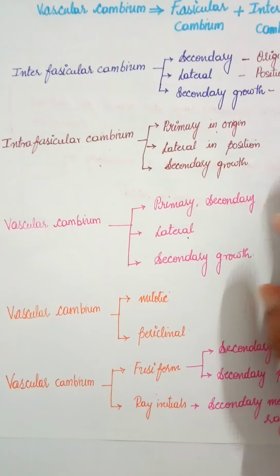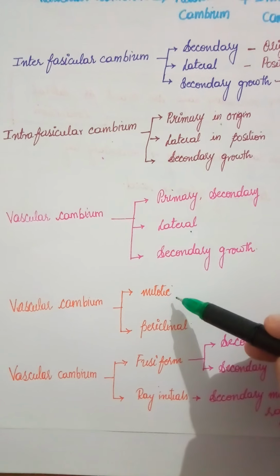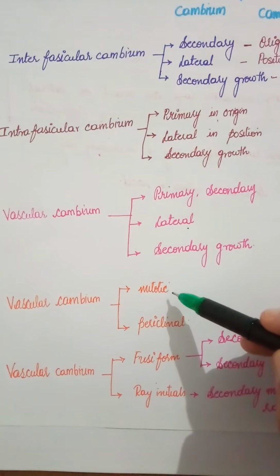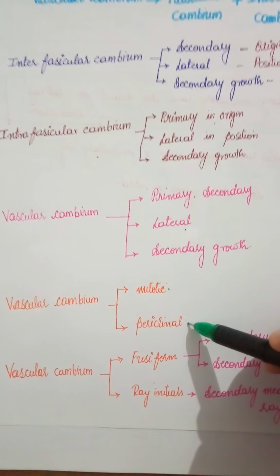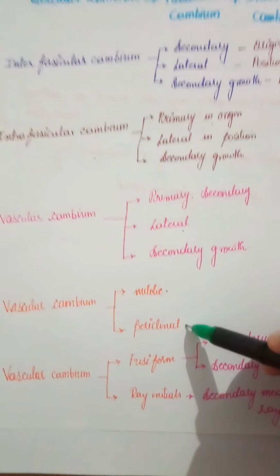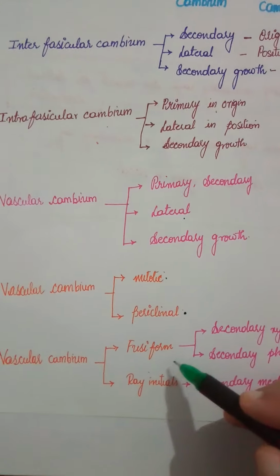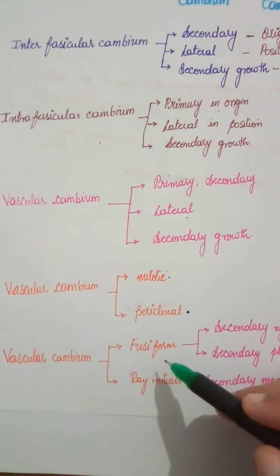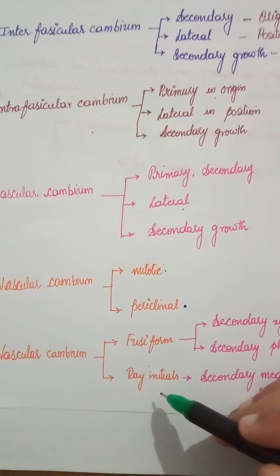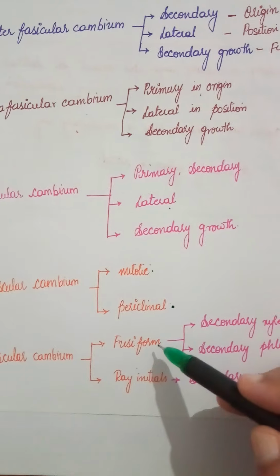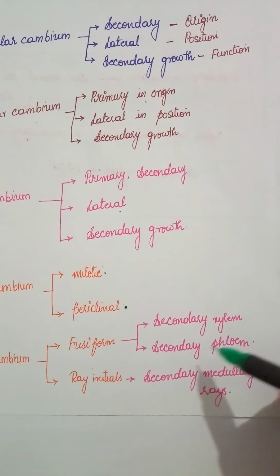Now let us come to this vascular cambium. What are the divisions that are shown by the vascular cambium, guys? The divisions shown by the vascular cambium are mitotic divisions, and it is periclinal division, and I explained to you what is periclinal division in the previous video. Now vascular cambium, I've already told you, has two kinds of initials. The first kind are called the fusiform initials, and the second kind are called the ray initials. And remember, fusiform initials will be giving rise to secondary xylem and secondary phloem.